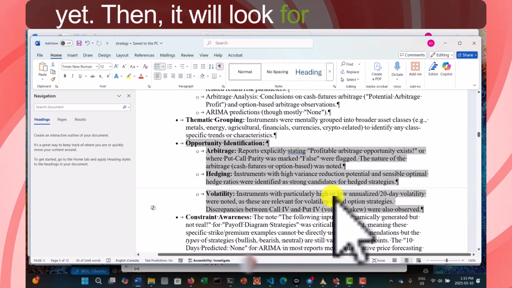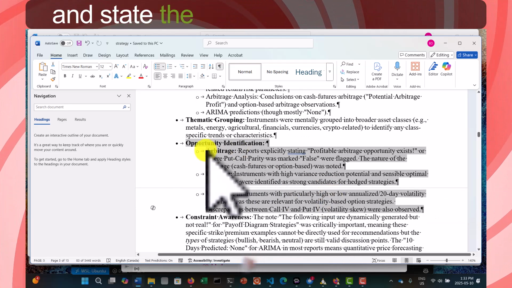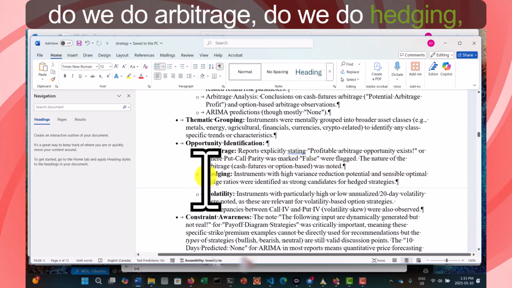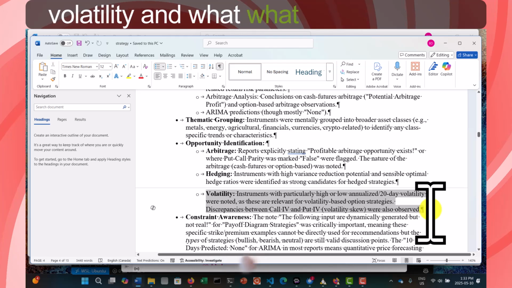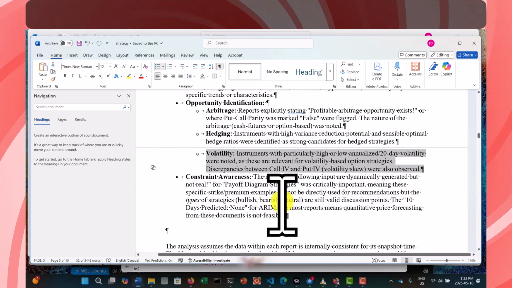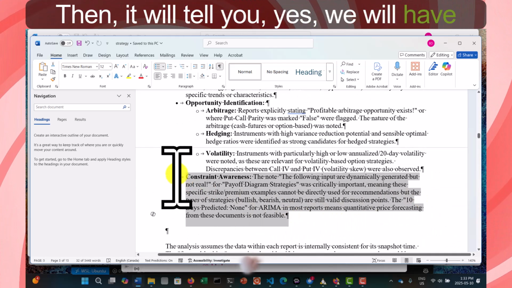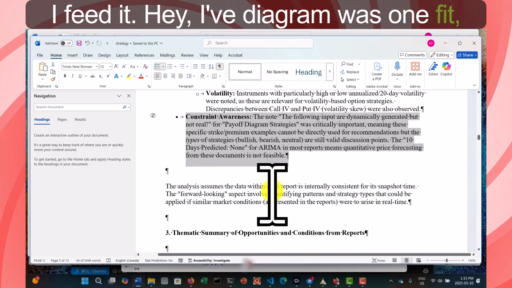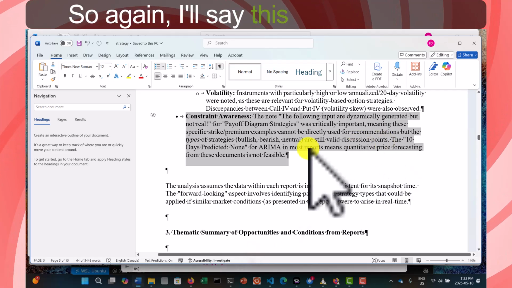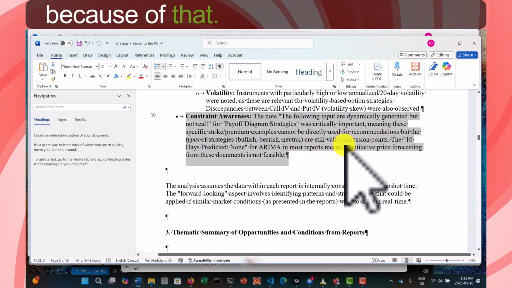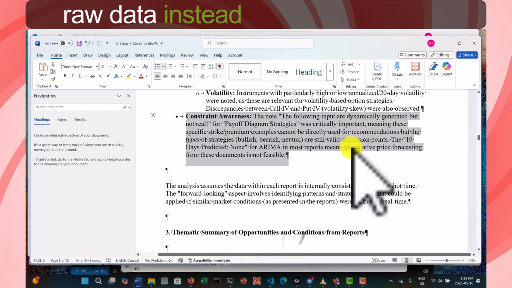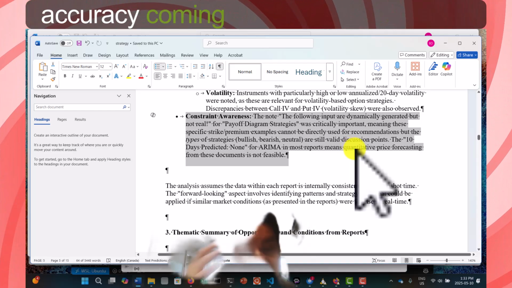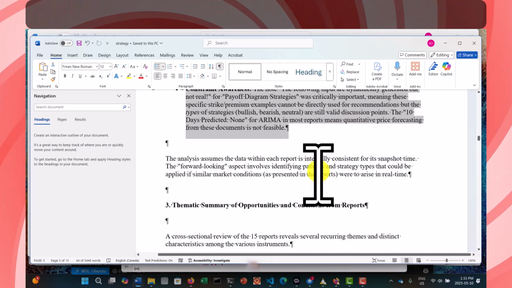Then it will look for and state the options. Okay. So do we do arbitrage? Do we do hedging, volatility, and what it looks for? And it explains it. Then it will tell you, yes, we will have some constraints here based upon what I feed it. Payoff diagram is one thing, right? So again, I'll say this is not feasible because of that. Again, if I provided the raw data instead of just these visual reports, I'd get much, much better accuracy. I might do that.